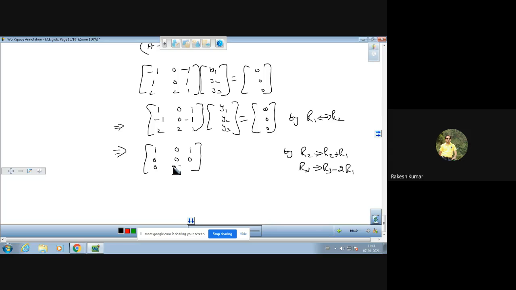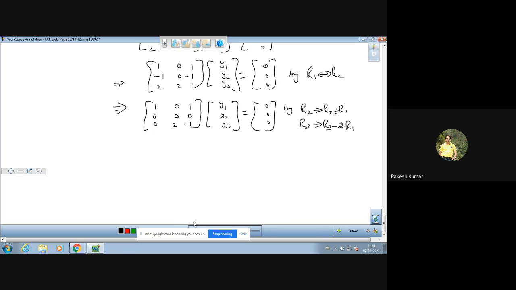This is 0, this is 2, and this is -1, and y1, y2, y3 is equal to 0, 0, 0. Now the resultant equations can be written. Therefore, from the first, y1 plus y3 is equal to 0. Okay, the coefficient of y2 is 0. And from the last, you will have 2y2 minus y3 is equal to 0. From this equation, 2y2 is equal to y3.